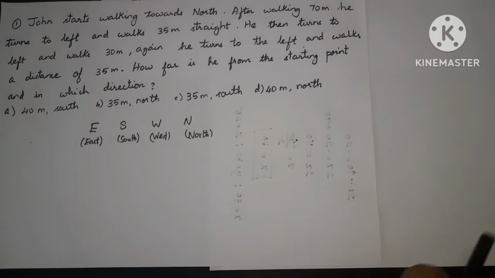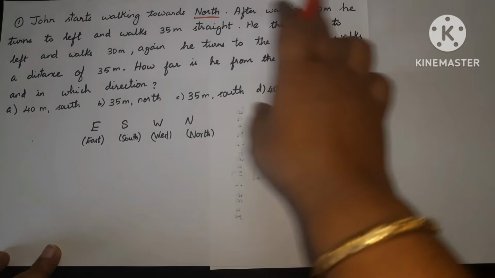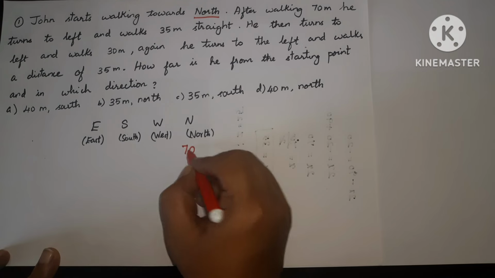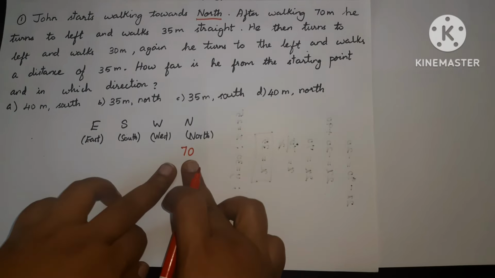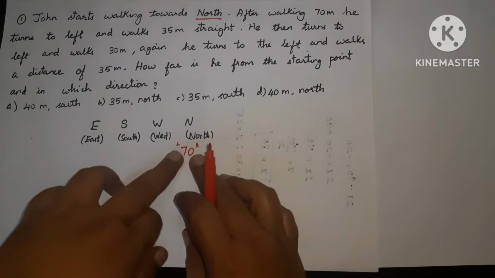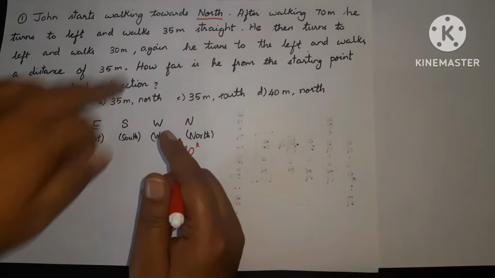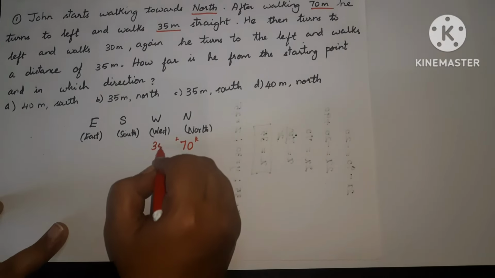So John starts walking towards north. Okay, so we are in north here. After walking 70 meters, he turns to the left. So John has started walking towards north and I have written 70. Then he turns to left. So this is the right side for north, left side for north. If it is left, you have to come to west and walk 35 meters straight. So I have written 35.